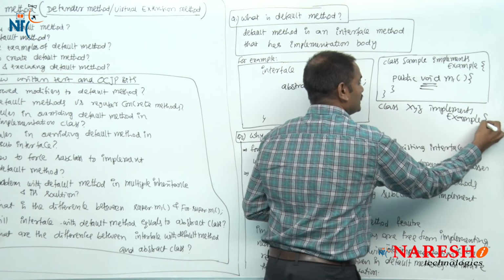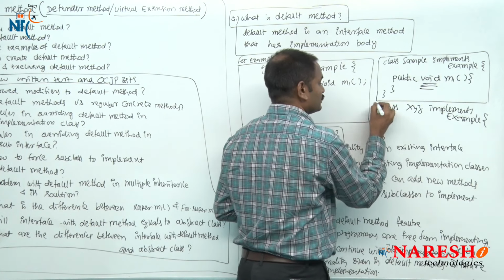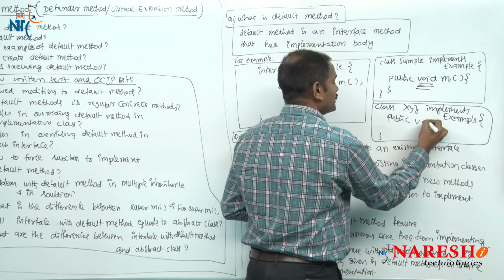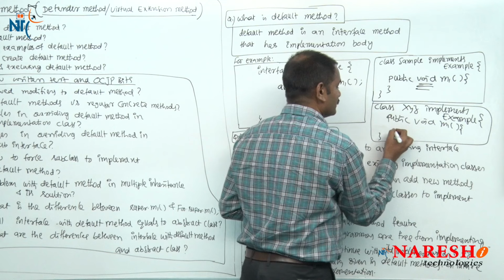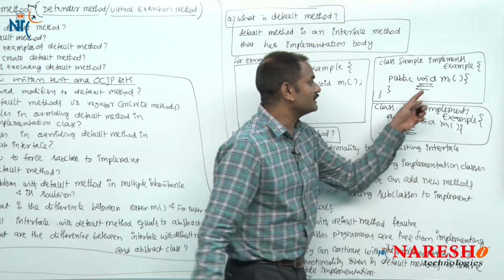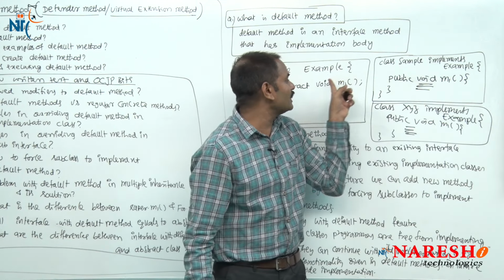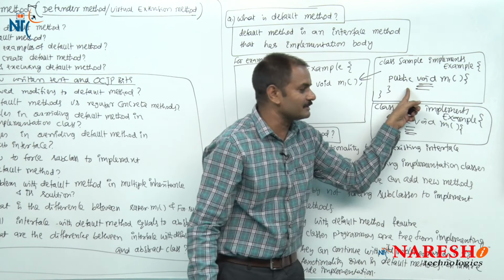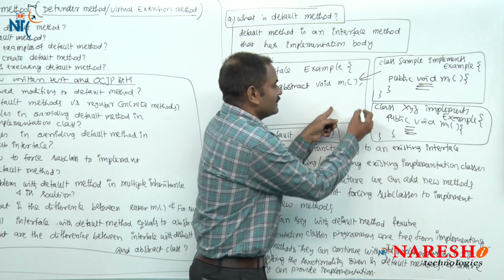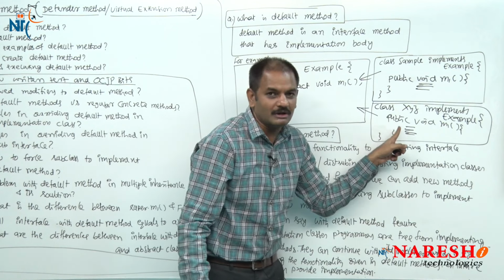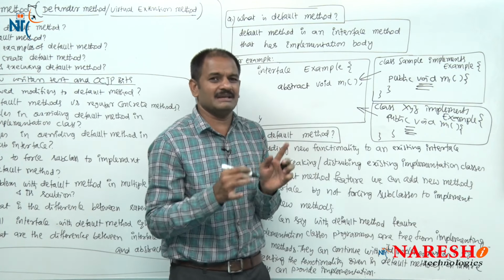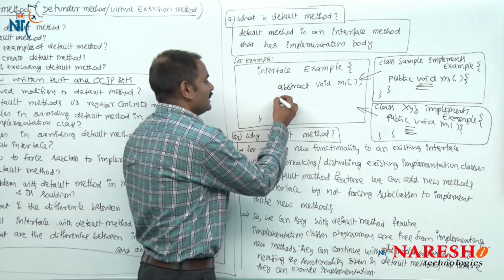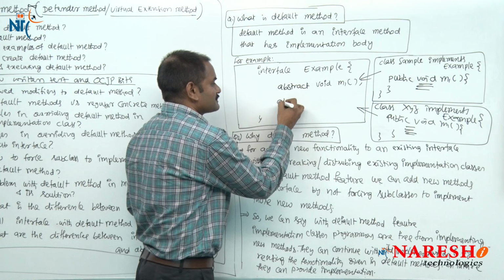Tell me, how many subclasses are there? Two subclasses. How many implementation classes are there? Two. Both subclasses must implement the method called M1. Try to observe: the Sample class implements the M1 method of the Example interface with its own logic, and the XYZ class implements the M1 method with its own logic. Days are going on. Suddenly, according to a requirement, a new method needs to be added to this interface. How can I add it? Tell me.